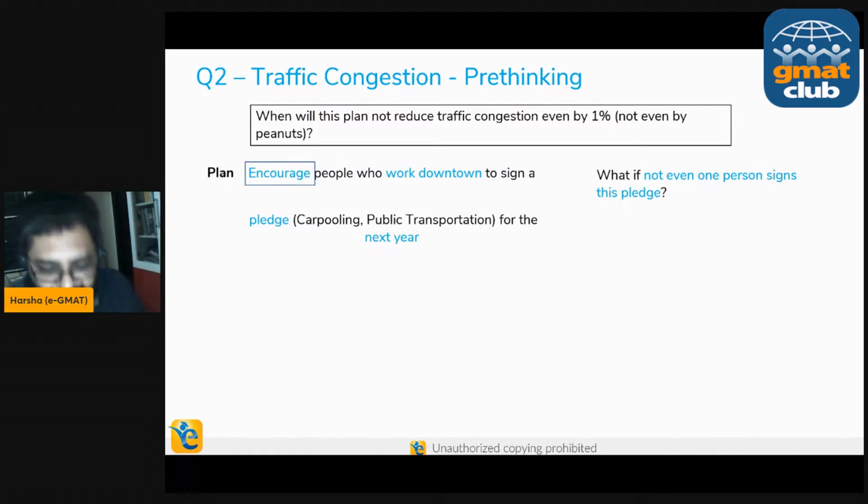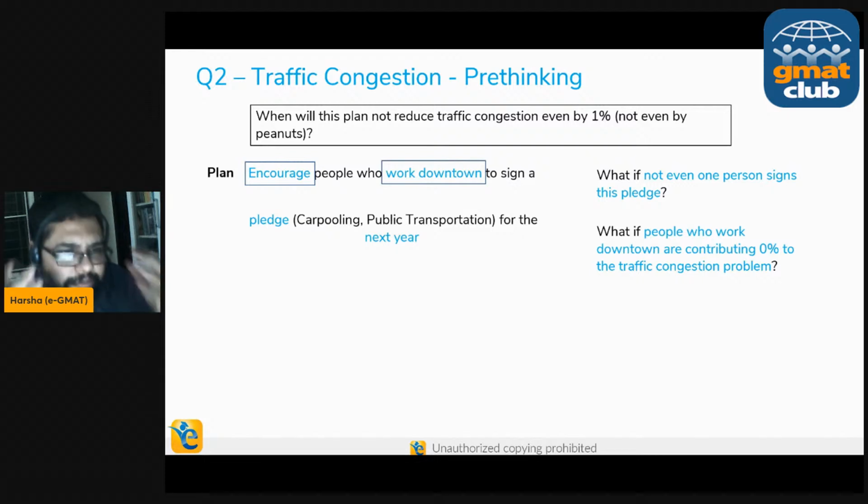That's a point. One of the other points that came from this group, I saw this answer here, and this came from focusing on the downtown. How do we know that these guys are contributing to the traffic congestion problem? What if 0% of traffic congestion comes from people working downtown? How is that possible? For example, maybe the people working downtown have everything they need within walking distance. These guys are not even taking their vehicles, or they might already be using public buses. Not even one person might be contributing to the traffic congestion problem here.